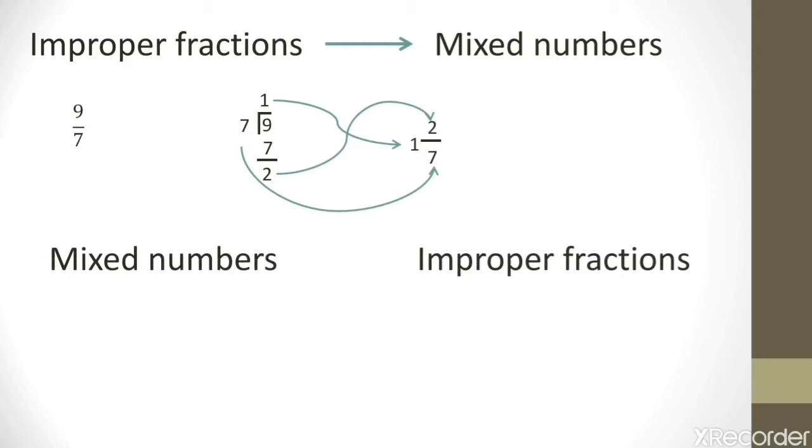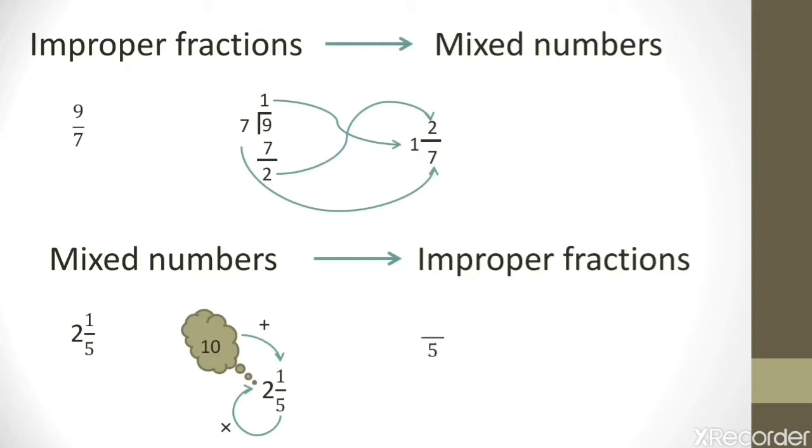Then mixed numbers to improper fractions. That is very easy. 2 1/5, that is the example that I have taken here. First of all, you have to multiply the denominator and the whole number. That means 5 times 2. As for the example, 5 times 2, you will receive an answer of 10. Then that answer should be added to the numerator. Then it will be 10 plus 1, 11. 11/5 is the answer.